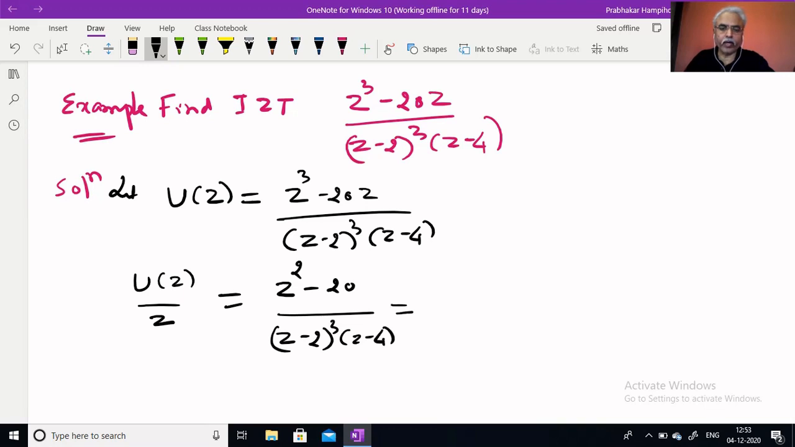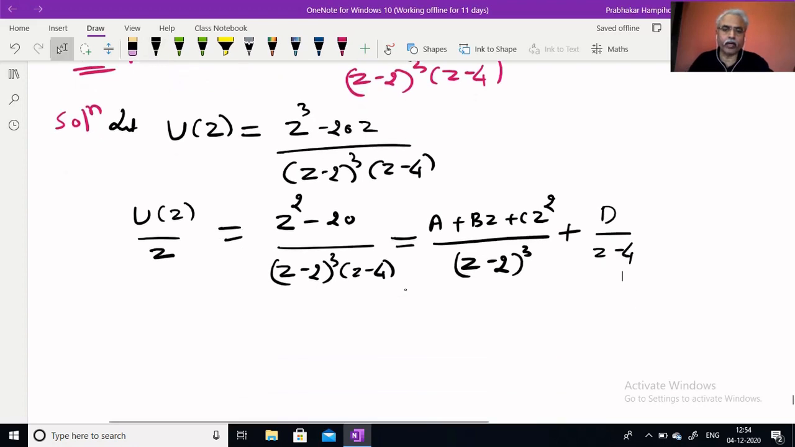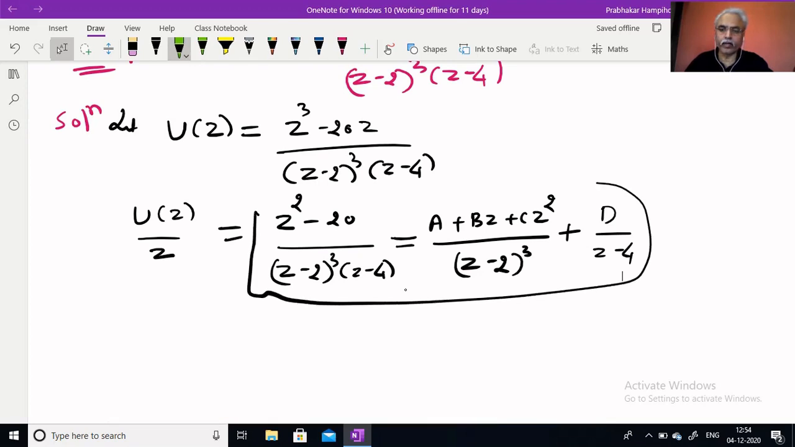There is one way of writing it, and there are actually two ways. One way I am showing you. For the first factor (z − 2)³, I write (a + bz + cz²) divided by (z − 2)³. There is one more way which we will discuss for the next example. Plus, for the second factor z − 4, d divided by (z − 4). Now we create equations to find a, b, c, d, and we use only this part to find them first.